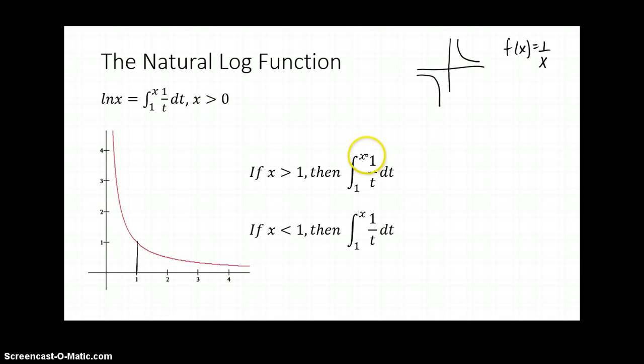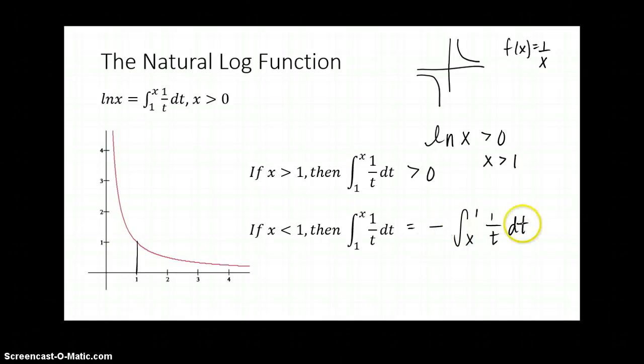If x is bigger than 1, so if our boundary is bigger than 1, well then what do we know about the value of the integral? It'll be positive. So what does that mean in terms of the natural log? The natural log is positive for any value of x bigger than 1. If x is less than 1, then think about your definite integral. If I plug in a number less than 1 for x, I have to use my property of switching the boundaries. So these values will all be negative.